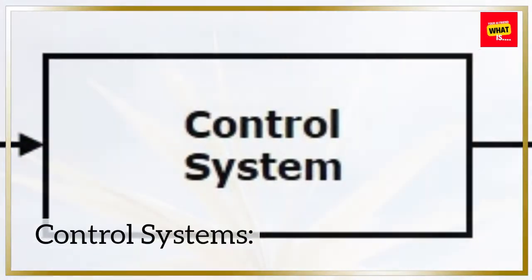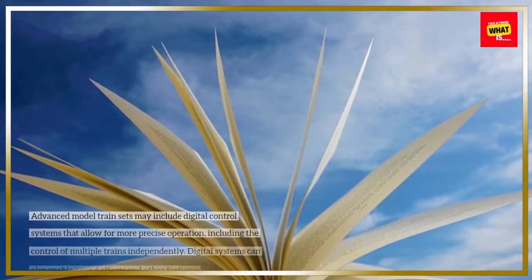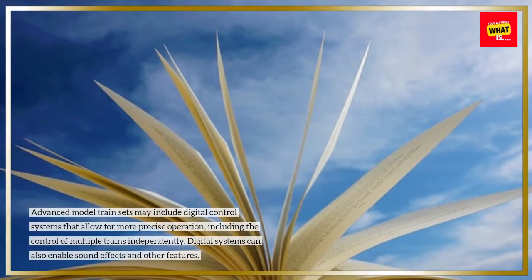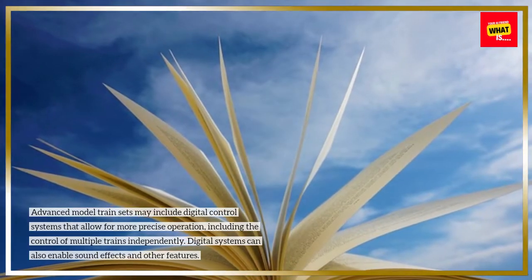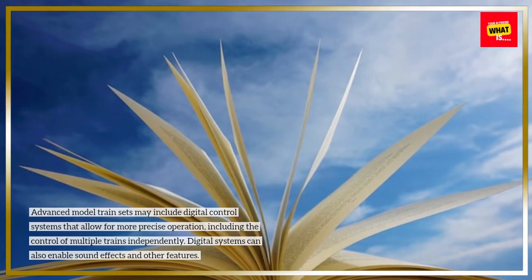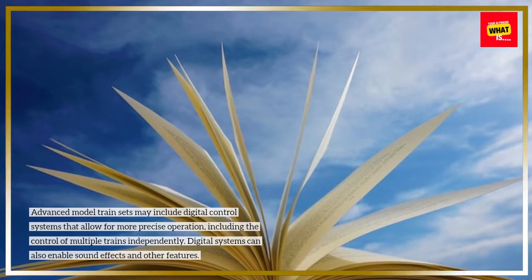Control systems. Advanced model train sets may include digital control systems that allow for more precise operation, including the control of multiple trains independently. Digital systems can also enable sound effects and other features.